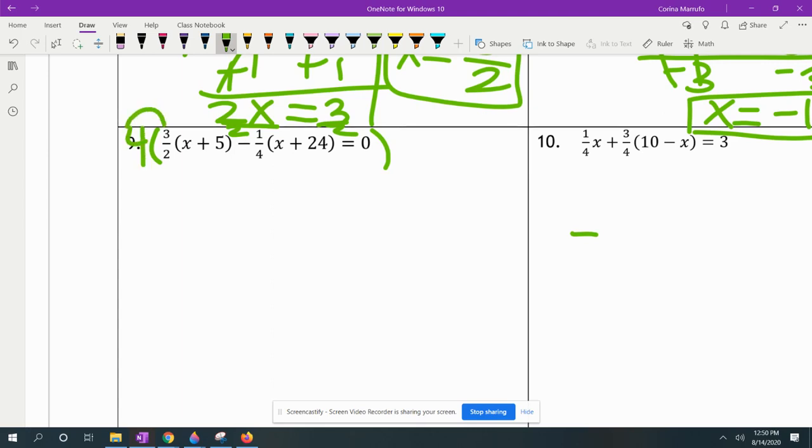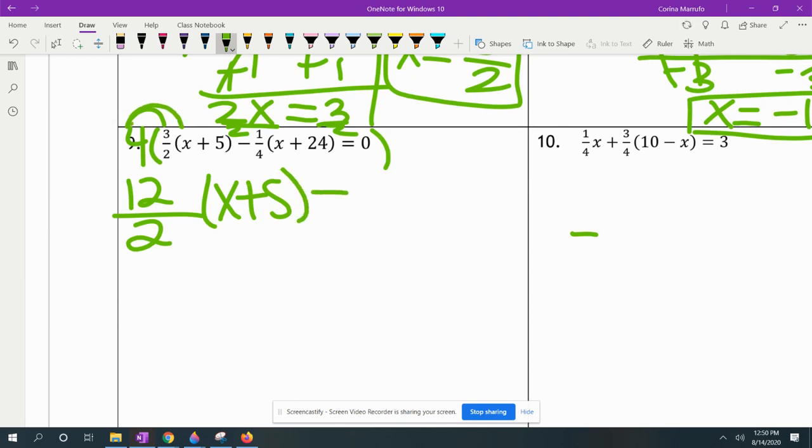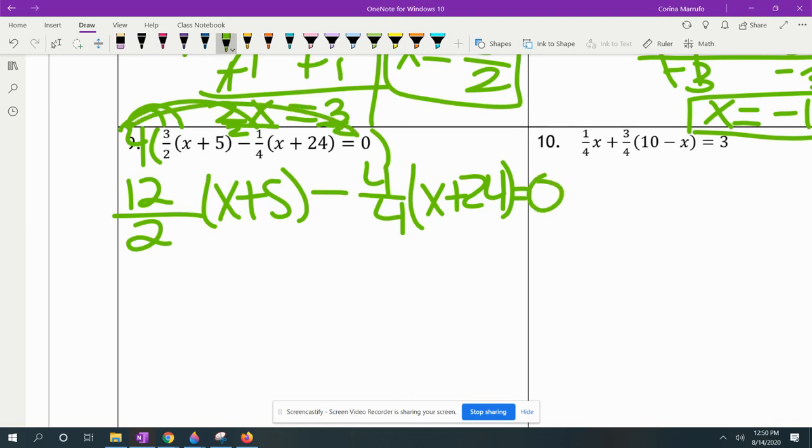Okay, so we multiply the 4 times the 3, and that gives us 12 over 2 times x plus 5 minus, and now you don't have to distribute the 4 times the x or the 5 because then it'll end up getting redistributed right now. So you don't have to worry about that. You just multiply times the coefficient. So 4 times negative 1/4 would give us negative 4 over 4. And then we write out x plus 24 equals, and then we multiply the 4 times the 0, and that gives us 0.